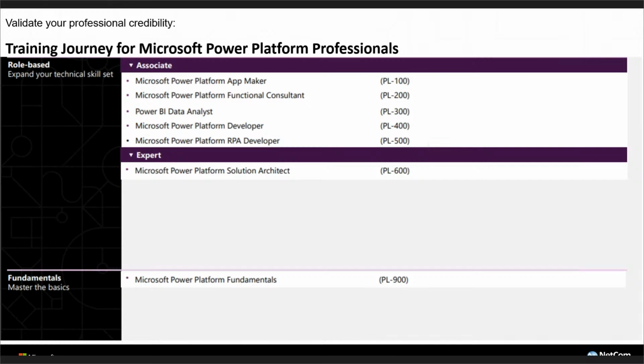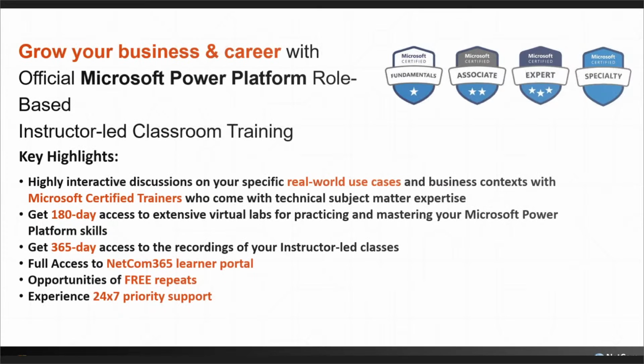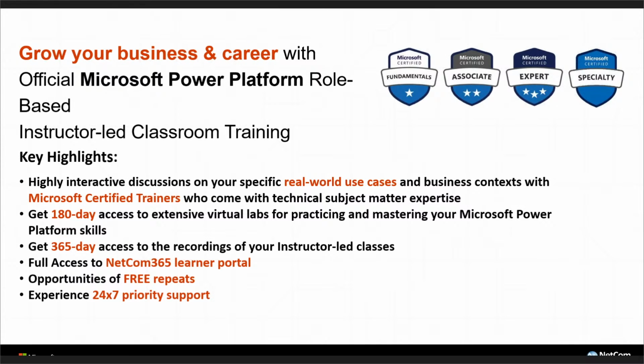Finally, let's say you have been working on Power Apps and the whole Power Platform gamut for quite some time, and you would really want to test your skills as an architect. You could go for the expert course that's there and get certified on PL 600. You can grow your business and career with these official Microsoft Power Platform role-based certifications. You can start with the fundamentals course, go for the associate course or the expert course, and get a specific specialty to let the world know that you are certified on Microsoft Power Platform functionality.